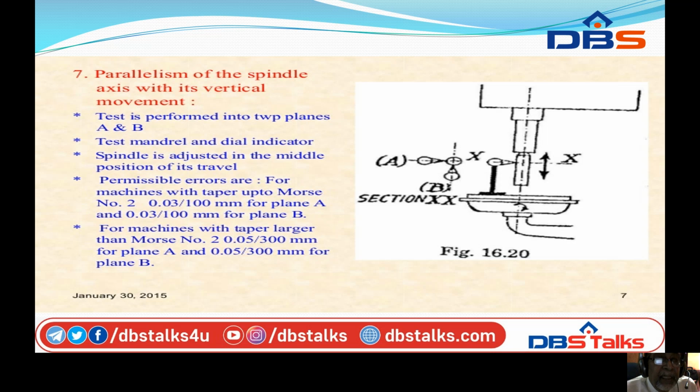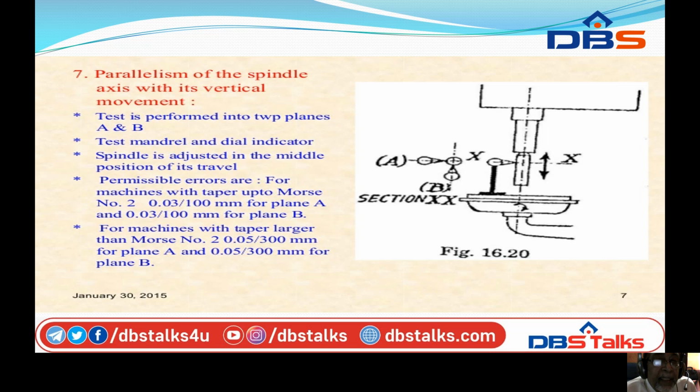The test is performed in two planes, A and B, using a test mandrel and a dial indicator. Here you can see on the table there is a dial indicator, which is in contact with the mandrel. When you move this mandrel up and down, if the dial indicator shows any error, it means there is an error in the vertical movement of the spindle. So we will get a wrong hole. Of course, there is some error which is allowed.